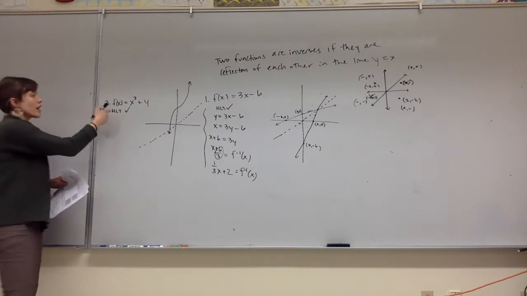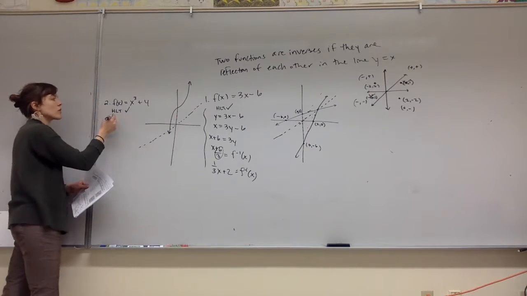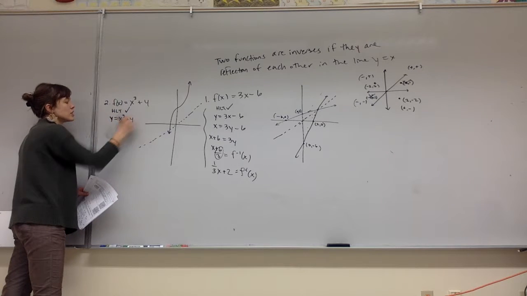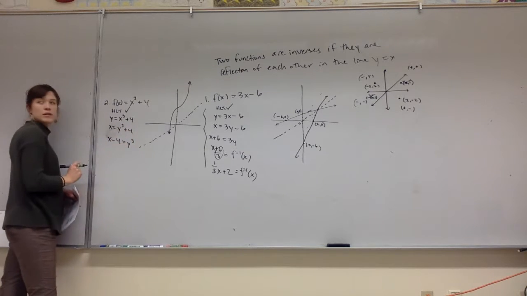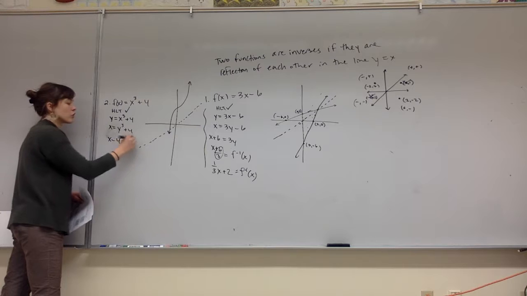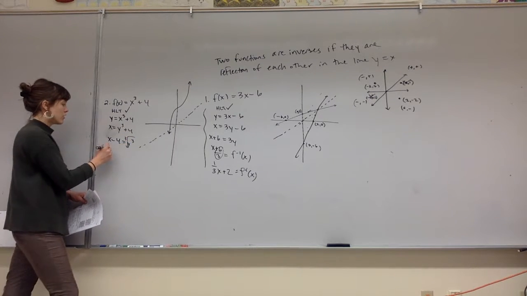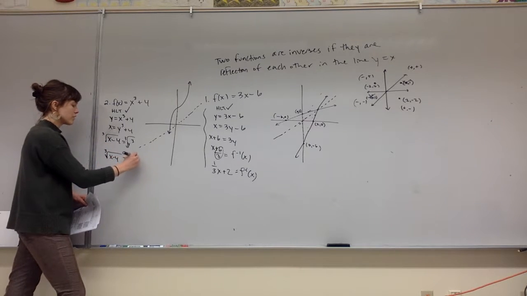So if this graph, x cubed plus 4, passes the horizontal line test, now I'm going to solve for my inverse. So then I have x equals y cubed plus 4. x minus 4 equals y cubed. So now I have to cube root the y to the third in order to get y by itself. So I would cube root both sides. So the cube root of x minus 4 equals my inverse function.